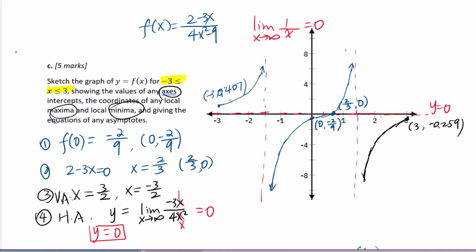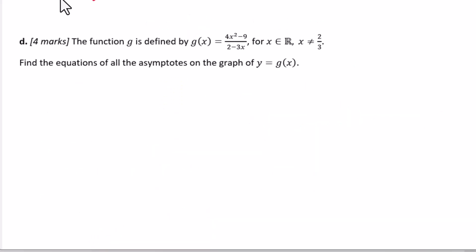D. The function g is defined by g of x equals 4x squared minus 9 over 2 minus 3x, x is not equal to 2 over 3. Find the equations of all asymptotes on the graph of y equals g of x. Asymptotes. Vertical asymptote line. We make the denominator 2 minus 3x equals 0. So x equals 2 over 3 is a vertical asymptote line.